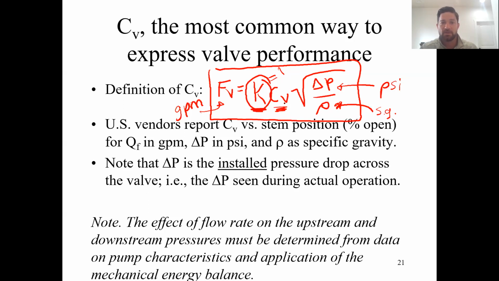So CV is a dimensionless number. And typically US vendors report the CV as a function of stem position. And again, this is valid, as we said, with K equals 1 if FV is in gallons per minute, delta P in PSI, and rho as specific gravity. So in terms of unit conversions, if you're given other units, you can do the work to convert things to SI. My advice is just let's use everything in gallons per minute, PSI, and specific gravity. Now, you don't need to worry about PSIG or PSI because, again, this is delta P, a difference in pressure. Gauge doesn't matter.